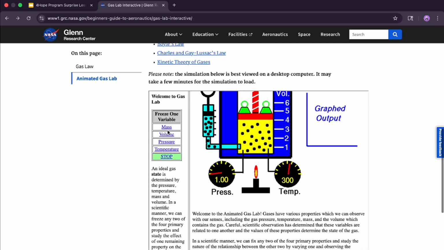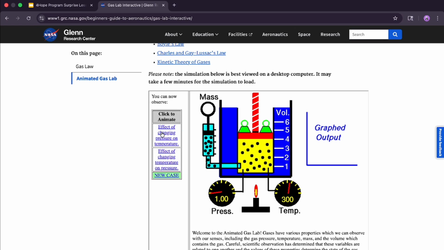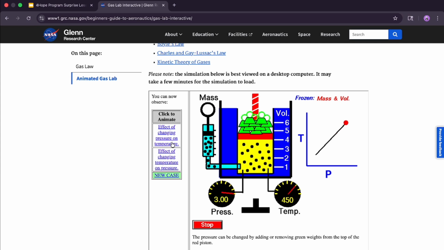Let's say we freeze mass. Okay, mass is frozen. Alright, so let's go to volume. We can animate two parts of this. We can either do the effect of changing temperature on pressure, or the effect of changing pressure on temperature. Let's do pressure on temperature. You can see that it's being generated, mass and volume. Between the temperature and pressure, it's increasing.